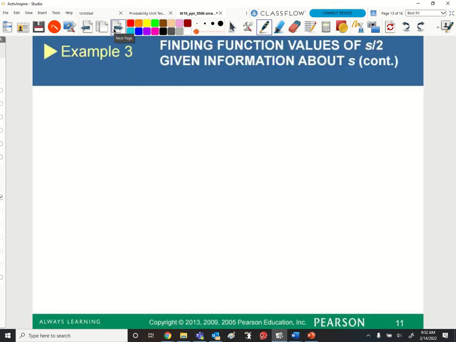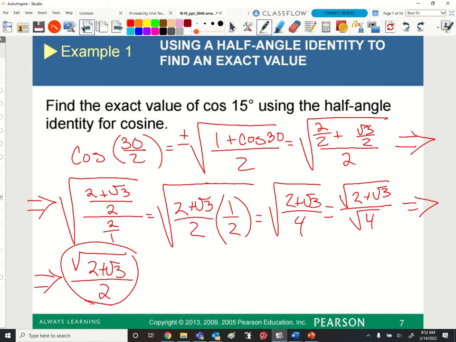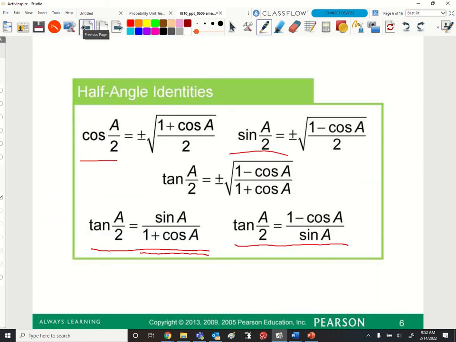So the next one is sine of A over 2. Let me go back to my formula. There you go, sine. And this one is going to be square root of 1 minus cosine A over 2.